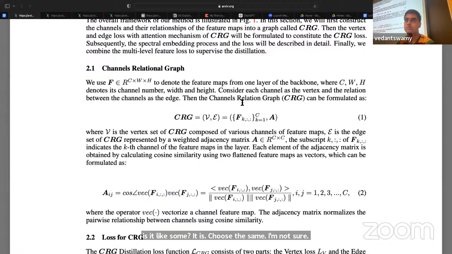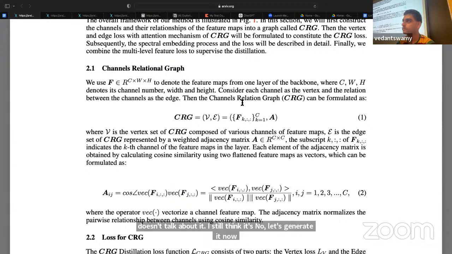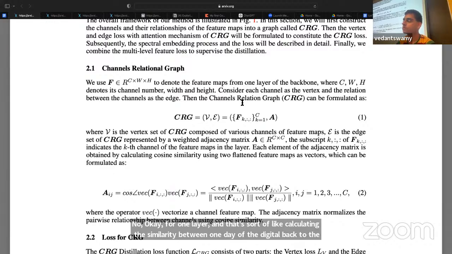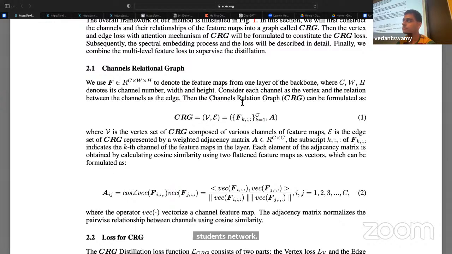But I still think it's one graph that's generated, no? Yeah, actually the graph is one only, but it's for each layer. Okay, for one layer you're creating one graph, and you're calculating the similarity between one layer of the teacher map to the student's network, right? So probably you would have to run this multiple times. Yeah, the problem is how you are choosing which layer to be mapped in the teacher map. I'm not sure if they talk about that.